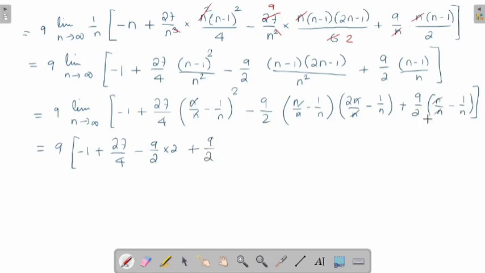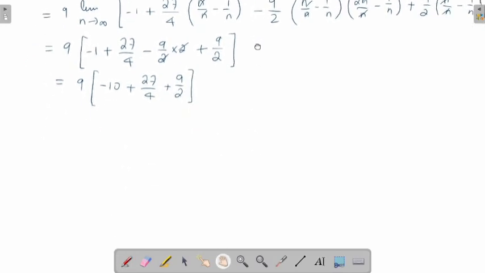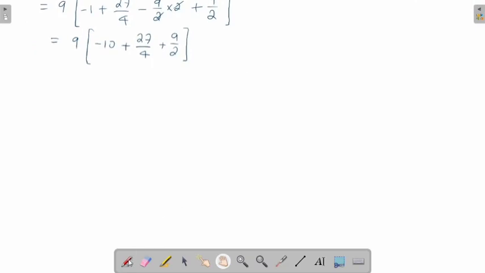So this also gets cancelled. So 1 minus 0 is 1. So no need to write that. So we have 2 into gets cancelled, right? So we have 9 minus 1 minus 9 is minus 10 plus 27 by 4 plus we have 9 by 2, right? So all of you know the simplification now. So you have to find the LCM, right? So LCM will be 4 here.